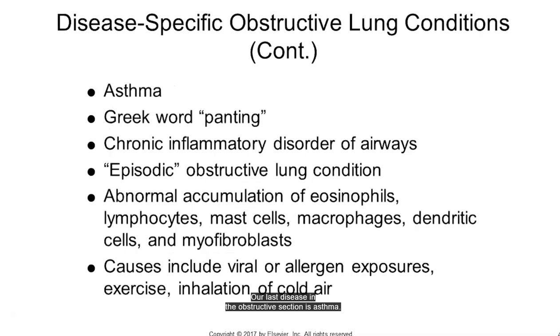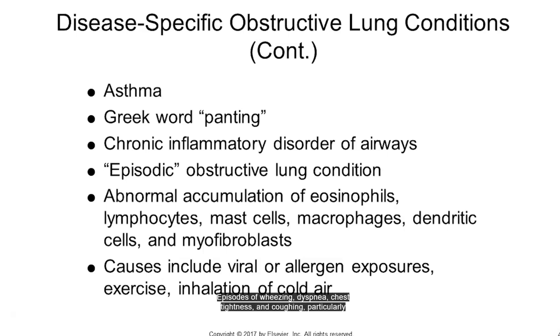Our last disease in the obstructive section is asthma. It comes from the Greek word for panting, as patients' hallmark presentation is shortness of breath. It is a chronic inflammatory process in which many cells and cellular elements play a role, such as mast cells, eosinophils, T lymphocytes, macrophages, neutrophils, and epithelial cells.